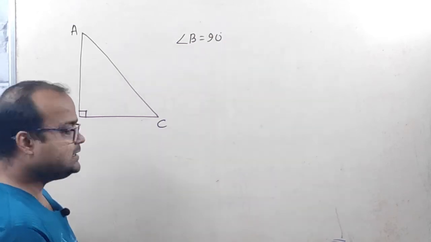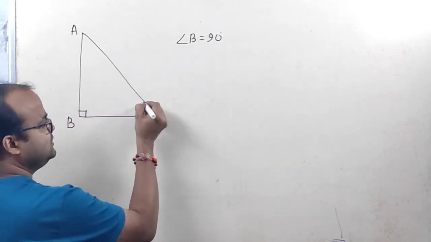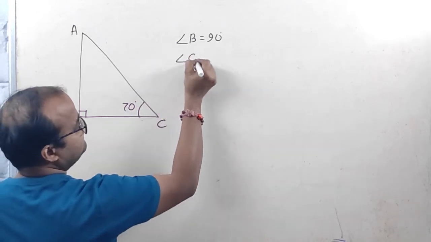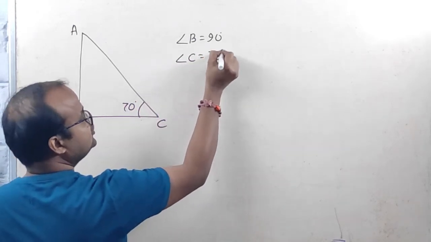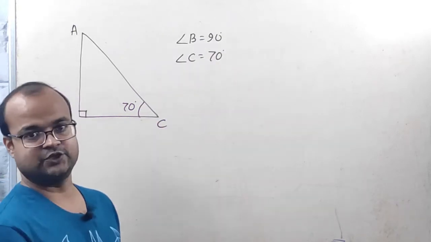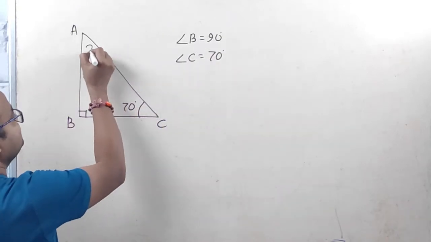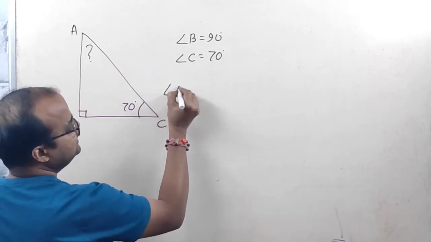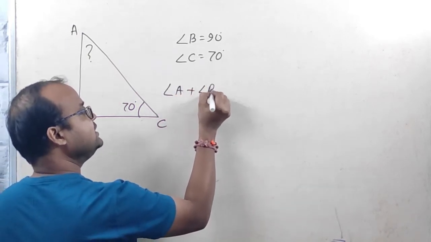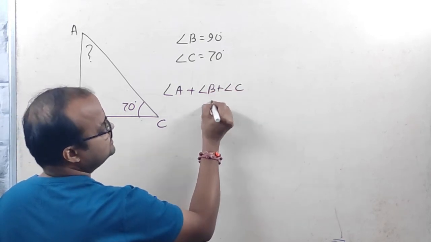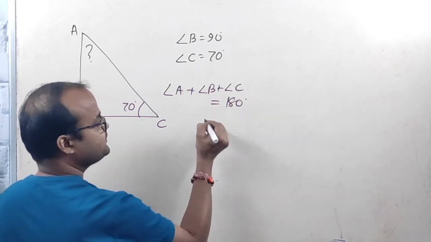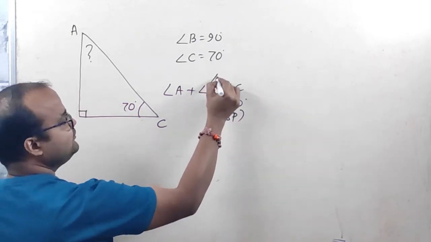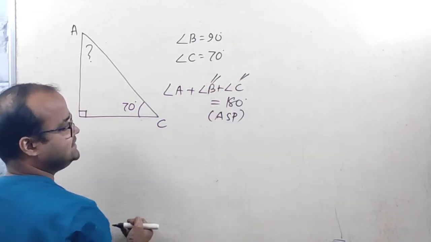And one of the angles is given as 70 degrees. Suppose angle C is given as 70 degrees. So the question is, find the other acute angle. That means we need to find the value of angle A. So we can say that angle A plus angle B plus angle C equals 180 degrees. Angle sum property. Now substitute the values of B and C here.